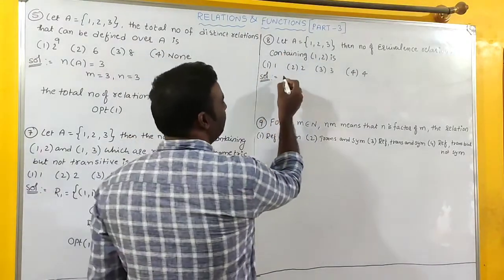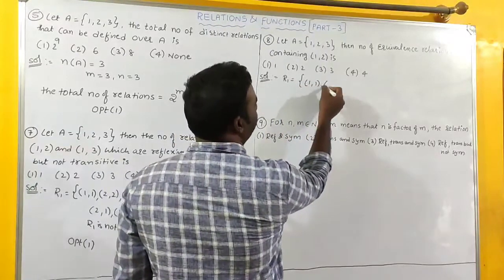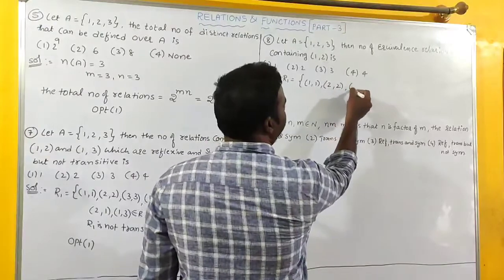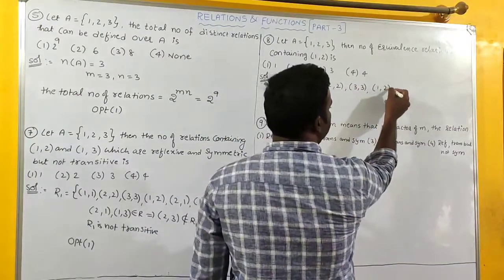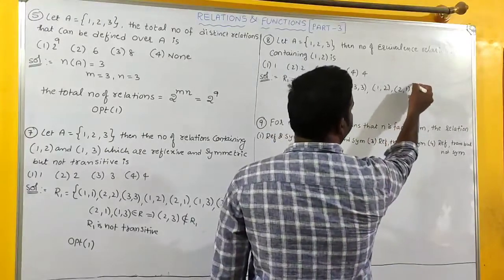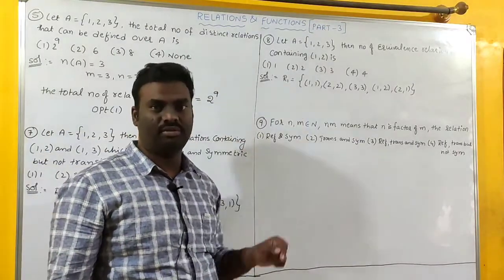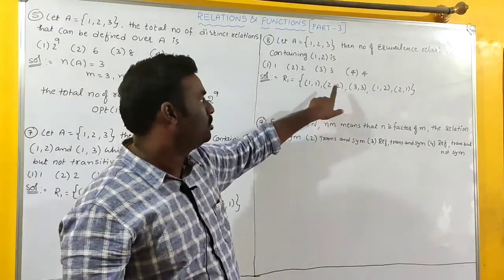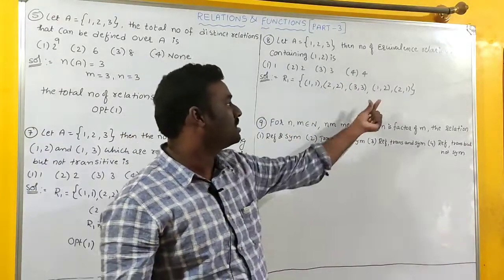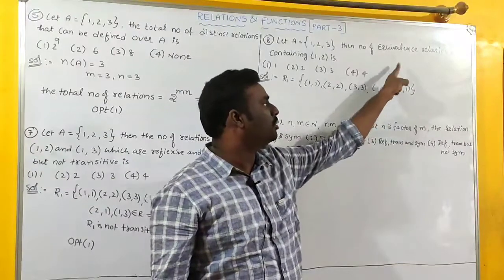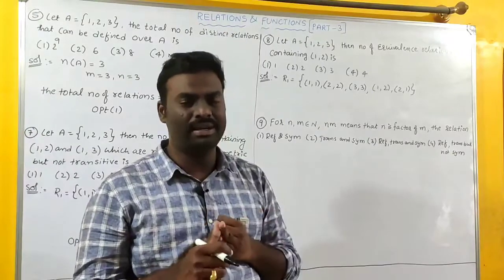I am taking here (1, 1), (2, 2), (3, 3), (1, 2), (2, 1). If I take this relation, this is reflexive. Why? Because (1, 1) is there, (2, 2) is there, (3, 3) is there. It is symmetric. Why? Because if you take (1, 2), the reciprocal is (2, 1). It is reflexive and symmetric.